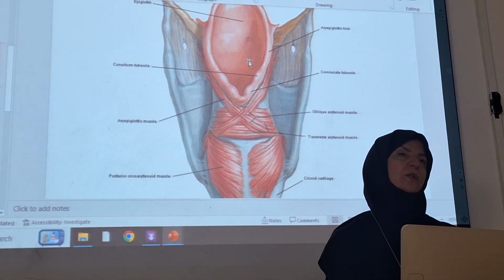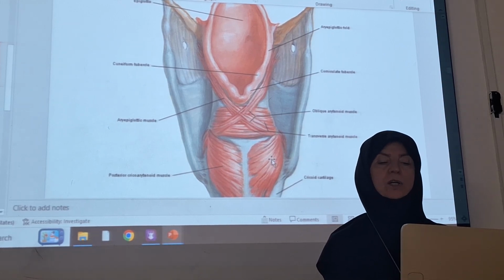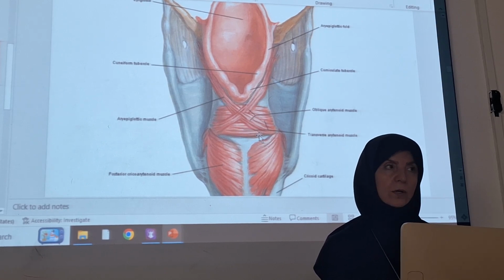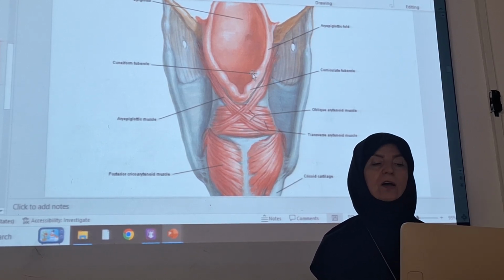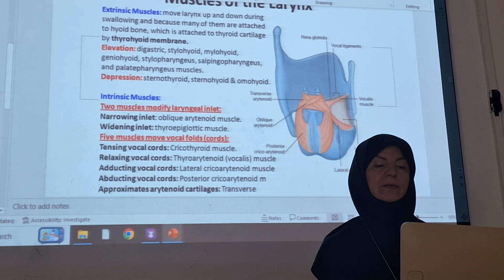Which muscle did I introduce to you here? The posterior cricoarytenoid. What's the function? Abduction. Transverse arytenoid, oblique arytenoid: adduction, and they work like a sphincter for the inlet.